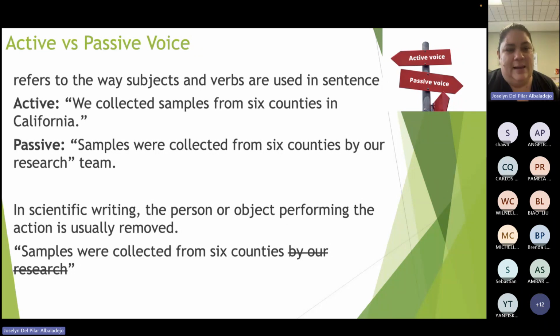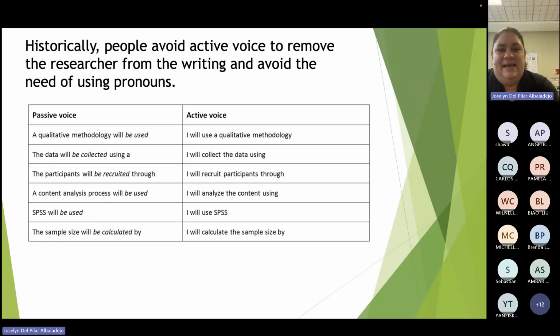For example, a passive voice would be something like samples were collected from 6 countries, right? But then you're putting the emphasis on the samples. And then at the end, you're putting the emphasis on the research. While in the first sample of the active voice, you put the emphasis on we and then on the samples, right? So it's all about where you position one towards the other. Here are some examples of passive voice and active voice. And in these cases, all of them use I, right? So that's something that might be avoided.